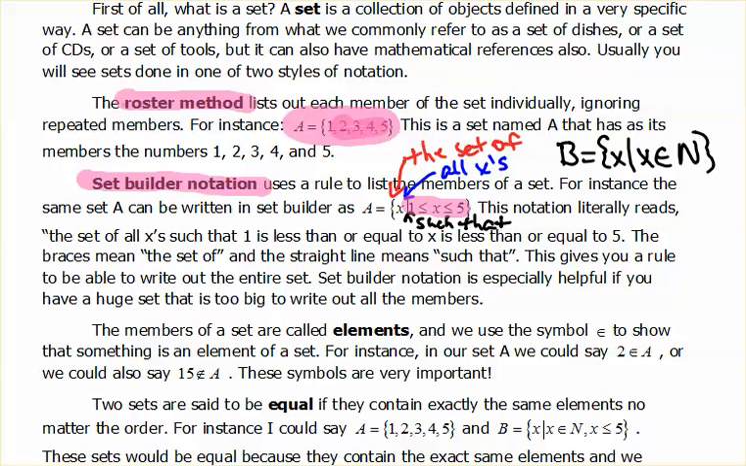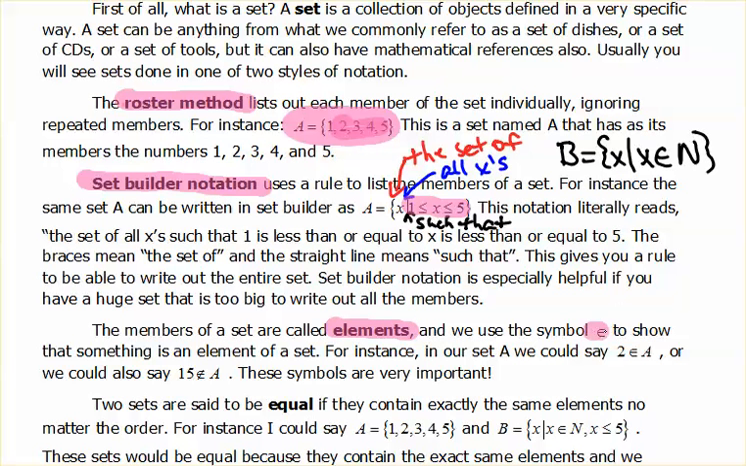All right, so now let's talk about that little weird E symbol that I put in there. Each member of a set, so back up here in our A equals the set 1, 2, 3, 4, 5, each one of those items, the 1, the 2, the 3, the 4, and the 5, those are called elements.